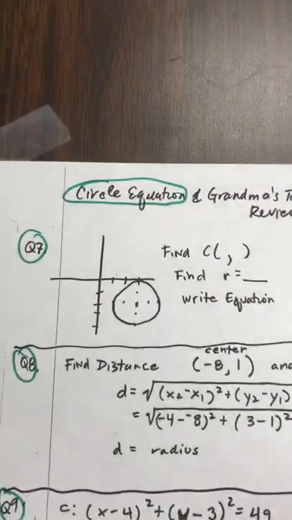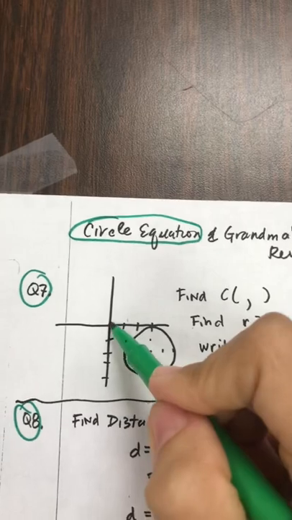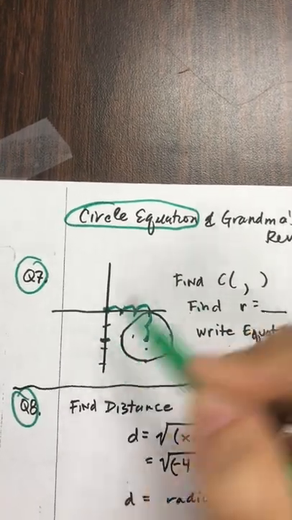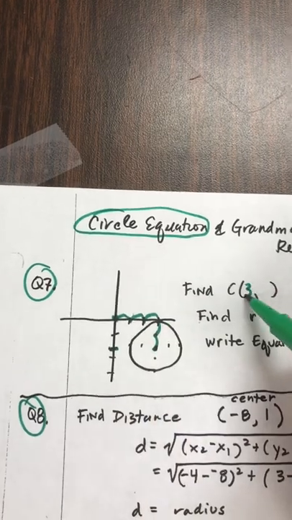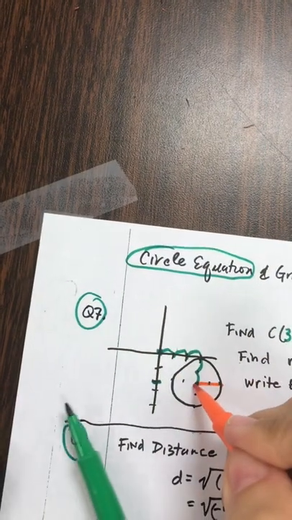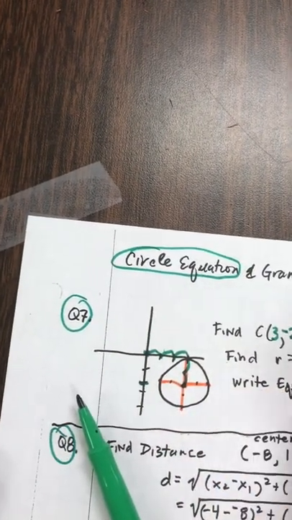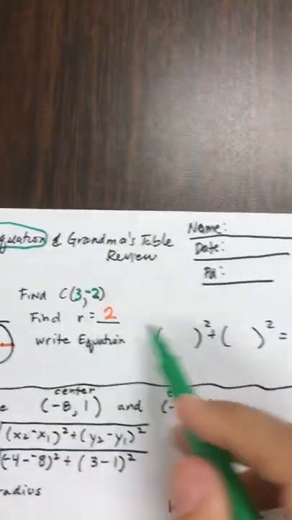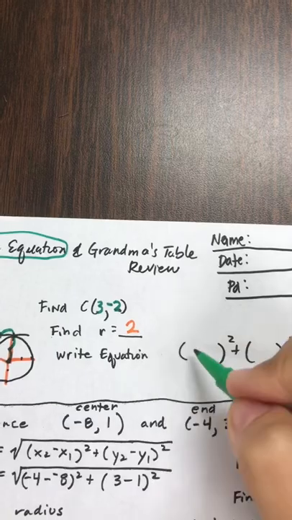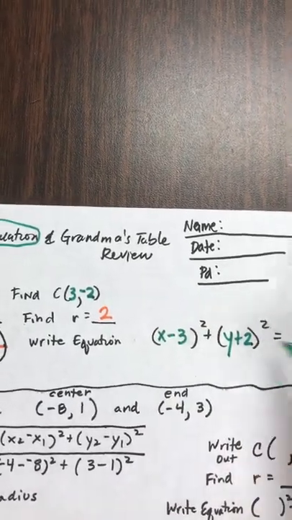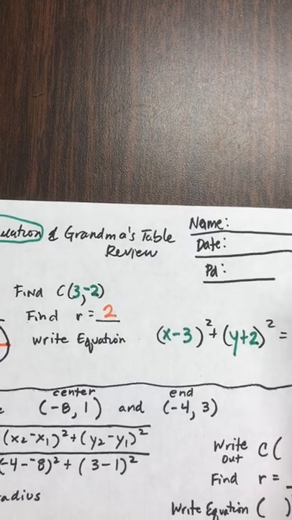Let's do it. If you see this picture, we see that if this is the origin, the center is at 1, 2, 3 over and 2 down: you went over 3 and down 2. It looks like our radius is 2 to the right, 2 to the left, 2 up, 2 down, definitely radius 2. So we can write our equation from this information: (x minus 3), (y plus 2), radius 2 squared.